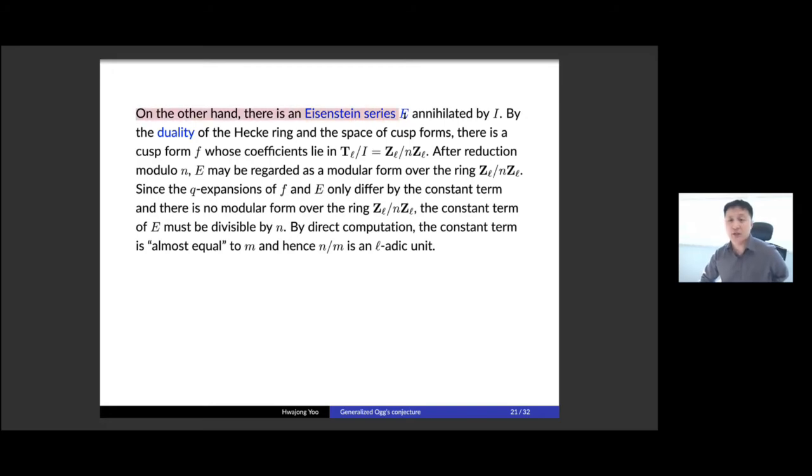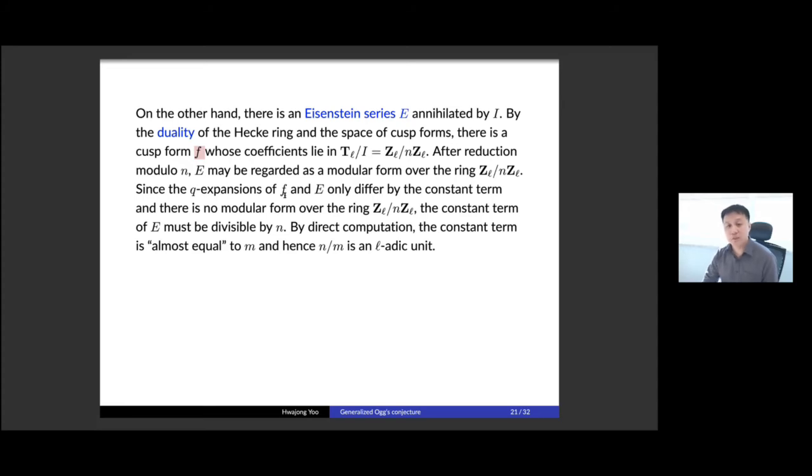But on the other hand, there is an Eisenstein series annihilated by I. And by the duality between the Hecke ring and the space of cusp forms, this equality means over this ring, there is actually a cusp form whose eigenvalue AP is congruent to P plus 1 in this ring. Basically, for this cusp form, you may think the eigenvalue is TP, and TP is congruent to P plus 1 in the quotient ring. So we can construct this cusp form.